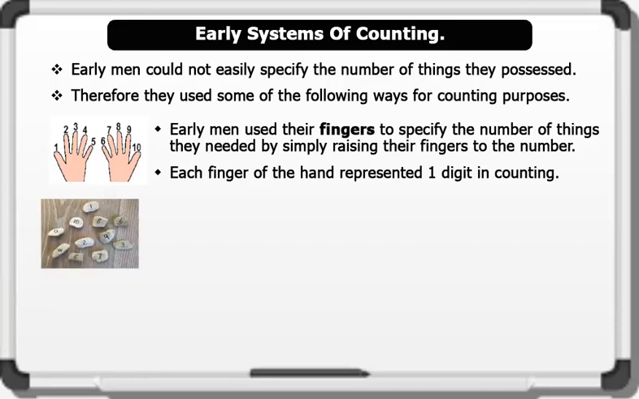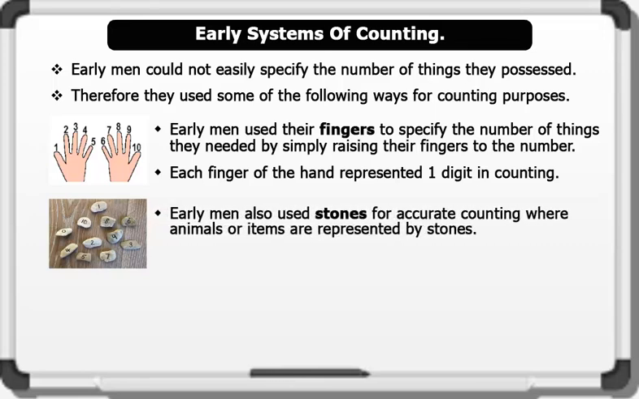2. The use of stones. Early men also used stones for accurate counting, where animals or items are represented by stones. One stone represented one item or one animal.